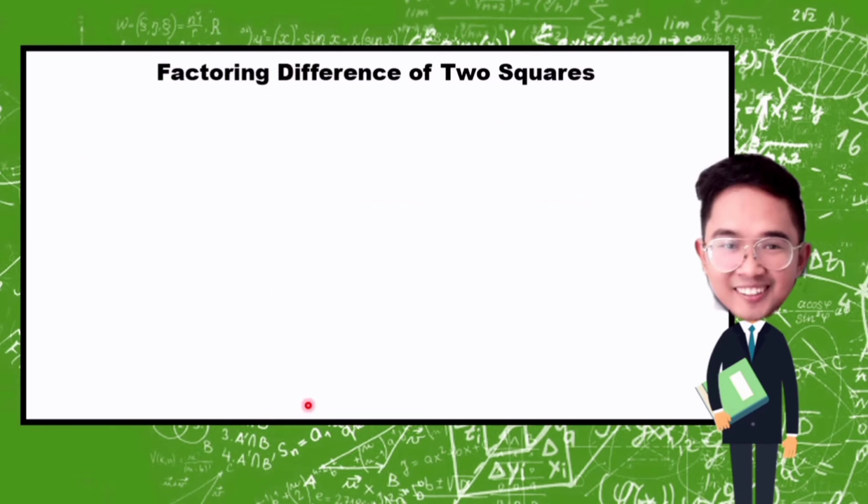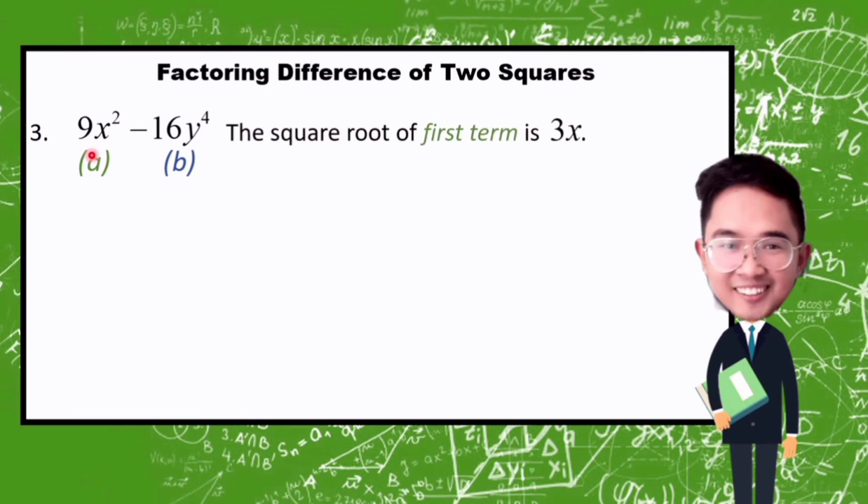Let's now move on to the last example. 9x squared minus 16y raised to 4, wherein your first term is 9x squared and the second term is negative 16y raised to 4. What is the square root of 9x squared? Marvelous! The square root of the first term is 3x. The square root of 9 is 3 and the square root of x squared is x. How about the square root of the second term, which is 16y raised to 4?